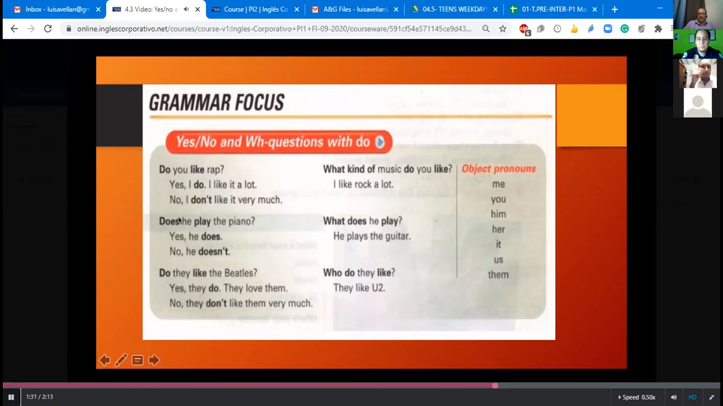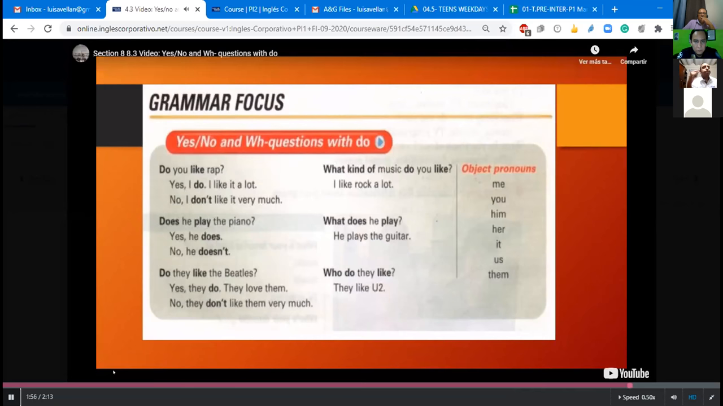Did you notice the changes that occur when we use the auxiliary in a question for third person singular? Does he play the piano? If not, play the video again until you understand it. Keep in mind that whenever we use does, the verb goes back to its base form. Something I want you to understand is when the question being asked uses a WH question word, it means we need more information when answering.